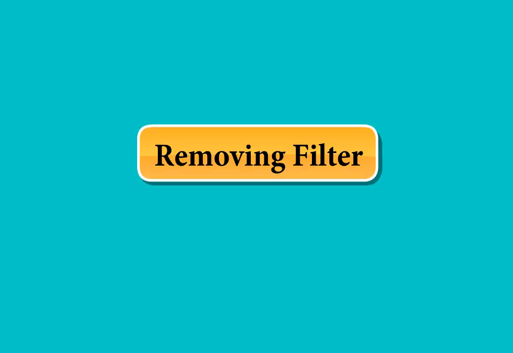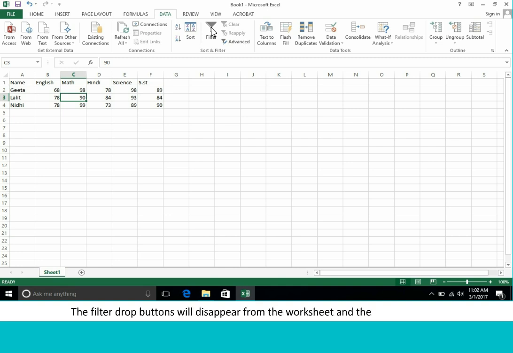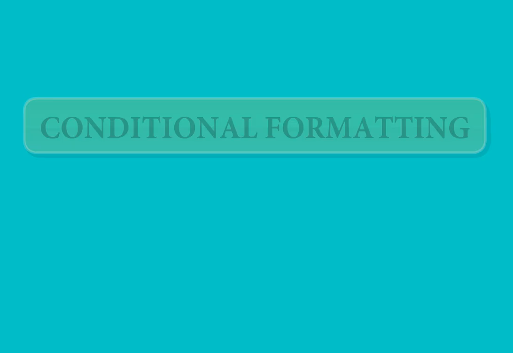Removing filter. We can remove the filter and see all the records again. Step 1. Select any cell in the worksheet. Step 2. On the Data tab, click on Filter in Sort and Filter group. The filter drop buttons will disappear from the worksheet and the hidden records will be displayed again in the worksheet.